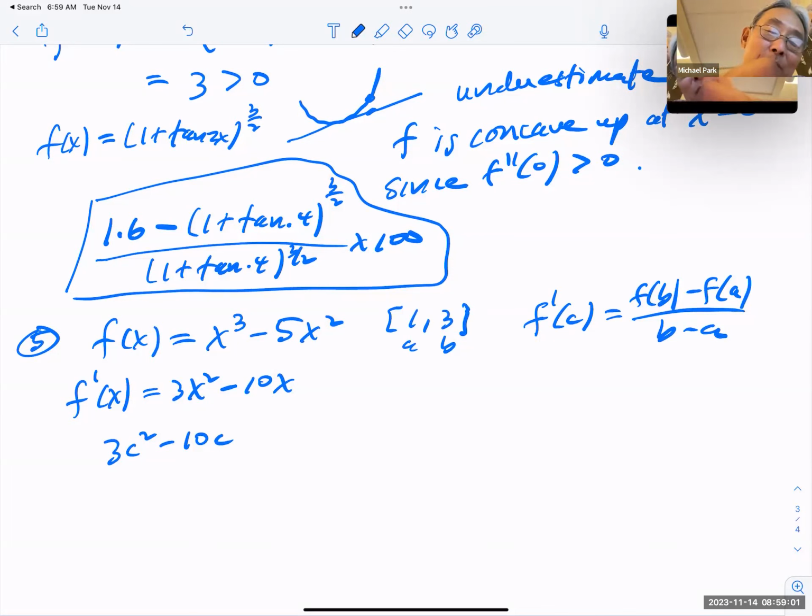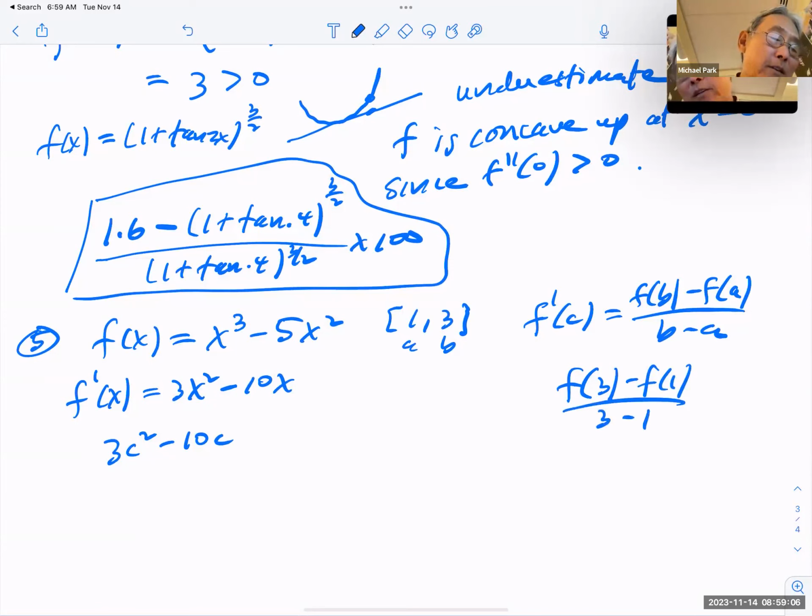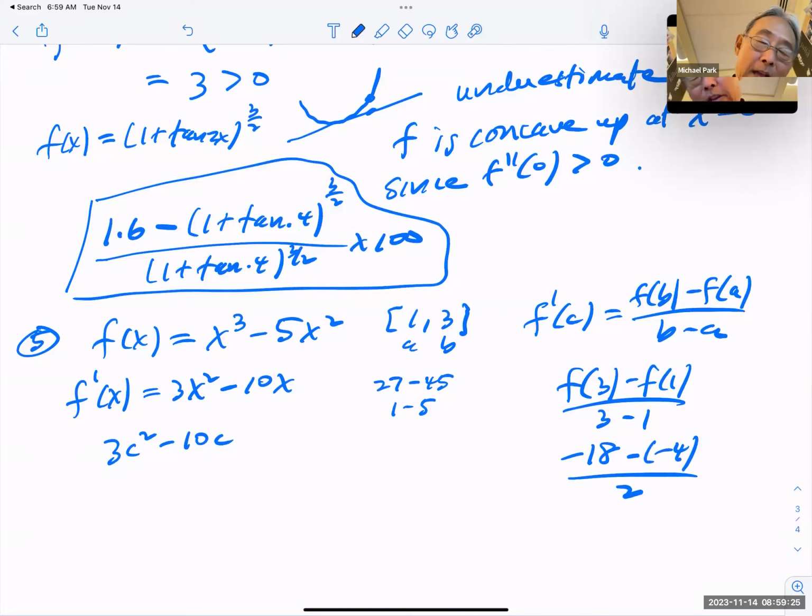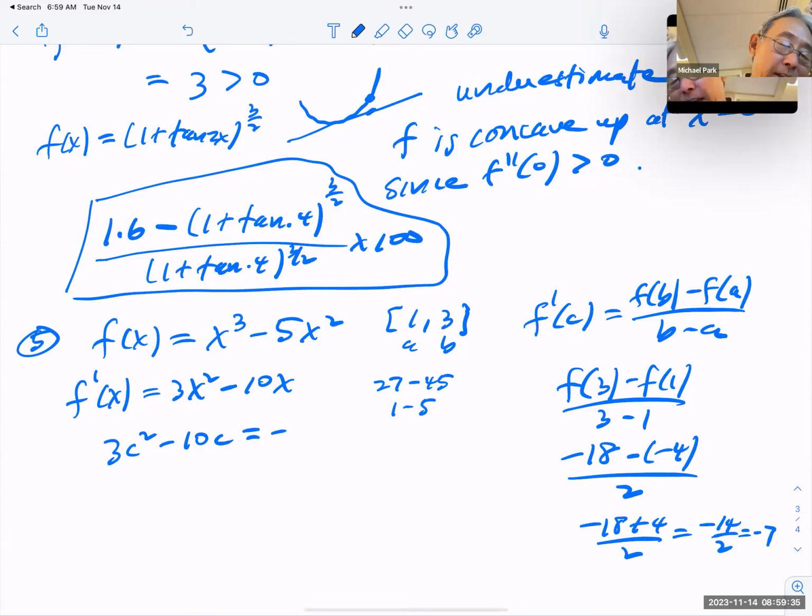And then now we need to compute f of 3 minus f of 1 all over 3 minus 1. So if you plug in 3 into the original function, you're going to have to do some work here. You get 27 minus 45. That would be negative 18 minus f of 1. That would be 1 minus 5, which would be negative 4. All over 3 minus 1 is 2. So that's negative 18 plus 4 over 2, which is negative 14 over 2, which is negative 7. So that equals negative 7.